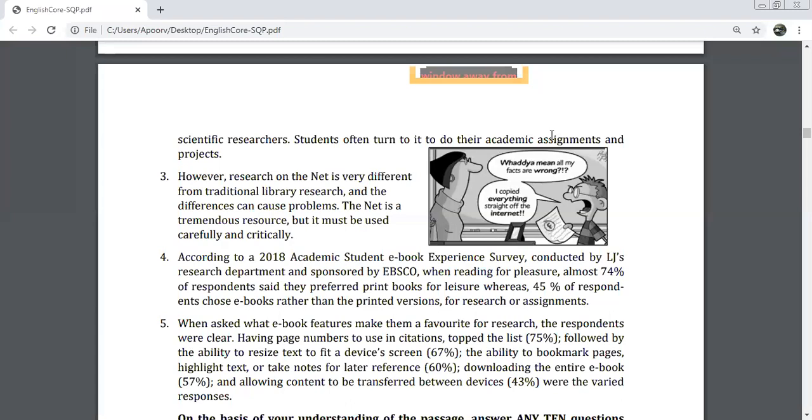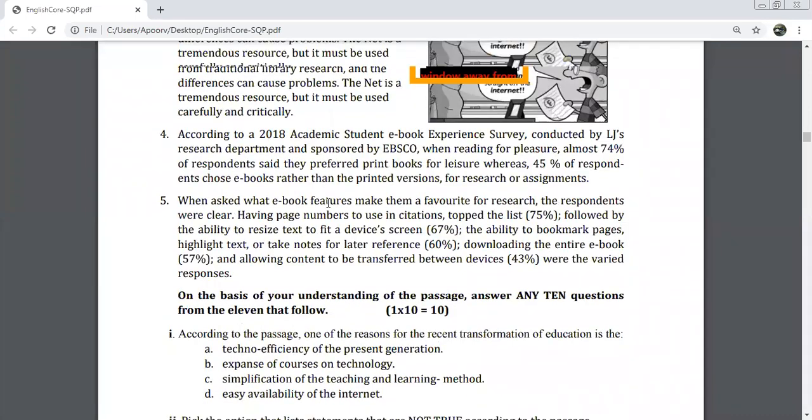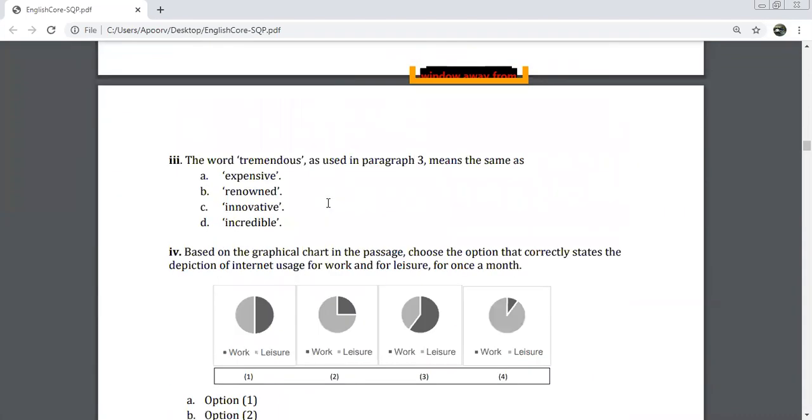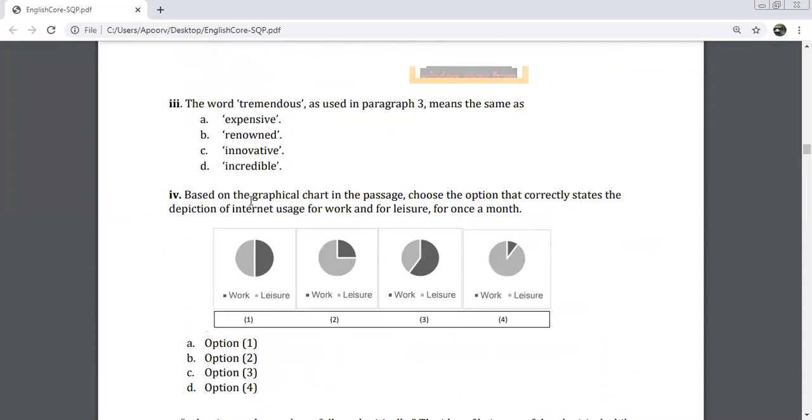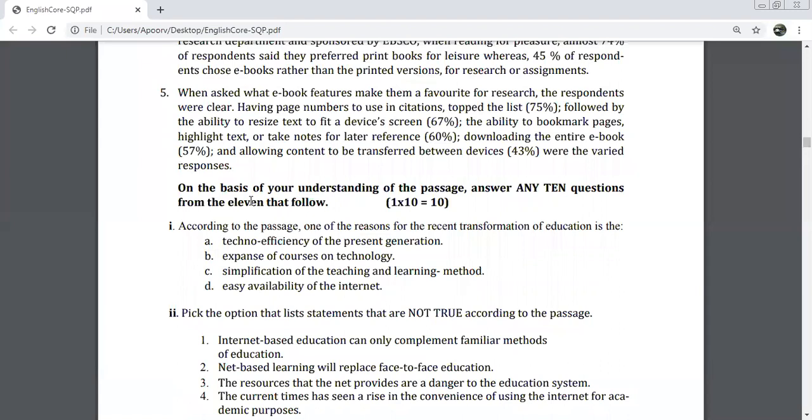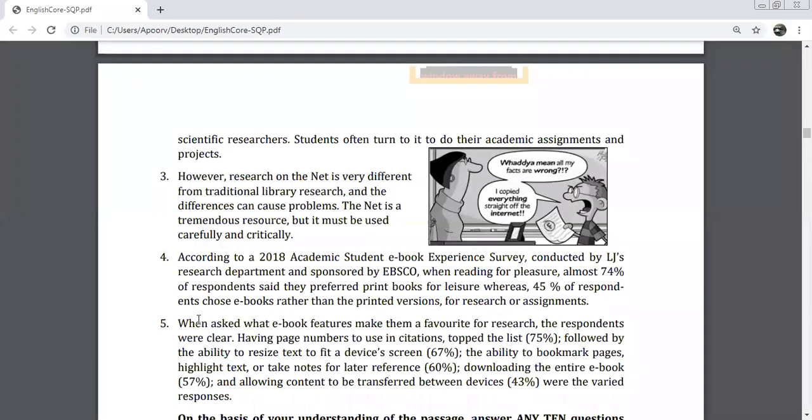Yes, Harsh, how did you get this answer? First of all, the options were hardware malfunction, plagiarism, troubleshooting, and virus threats. So, ma'am, the internet can't cause hardware malfunction and troubleshooting. They are not main functions of the internet. So I was left with only two options: plagiarism and virus threats. And they have talked about ebooks. So it would be plagiarism, meaning copying all the content and using that content under someone else's name.